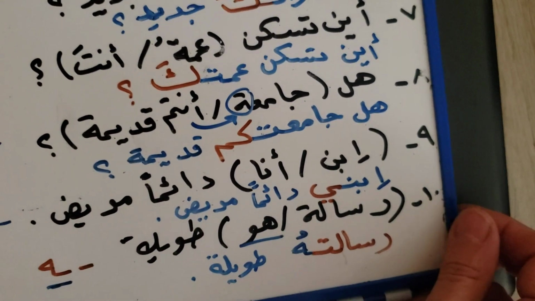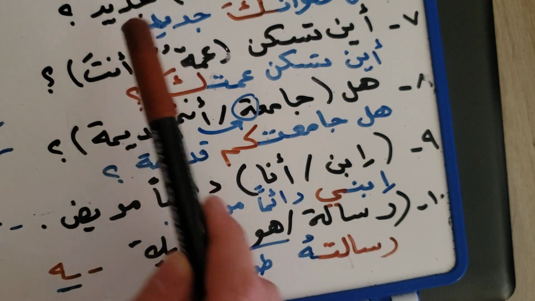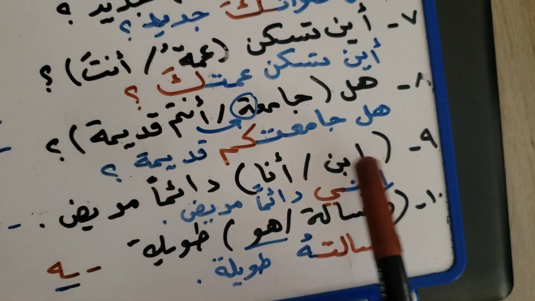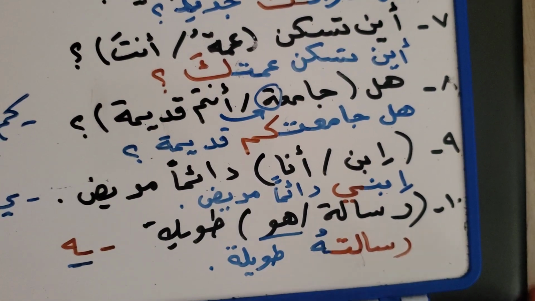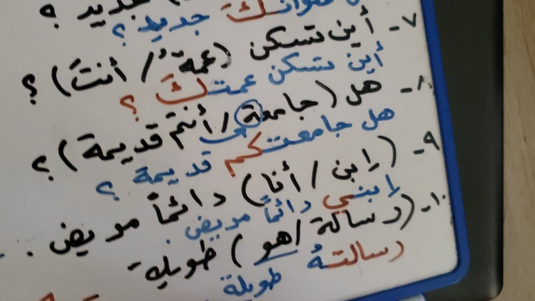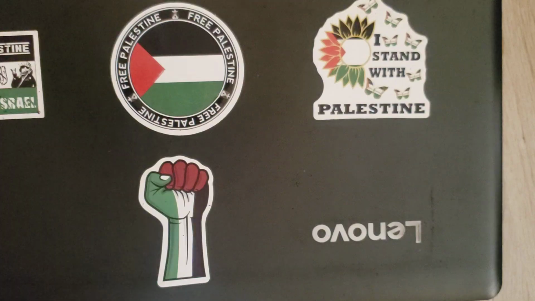بيتنا في هذه المنطقة. هل عنوانك جديد؟ أين تسكن عمتك؟ هل جامعتكم قديمة؟ ابني دائما مريض. رسالته طويلة. Okay, then there are more. The next page.